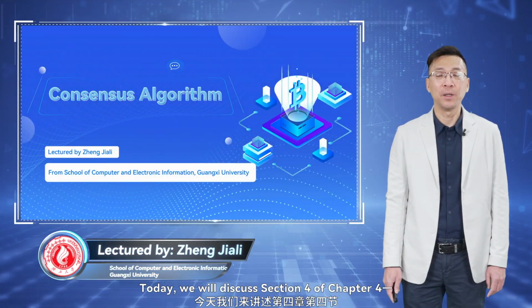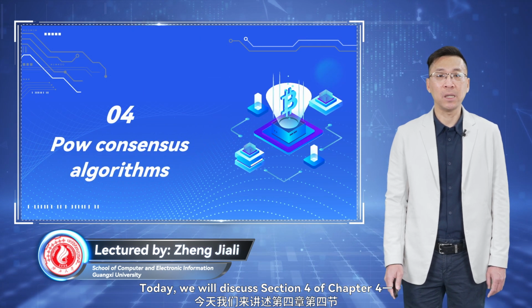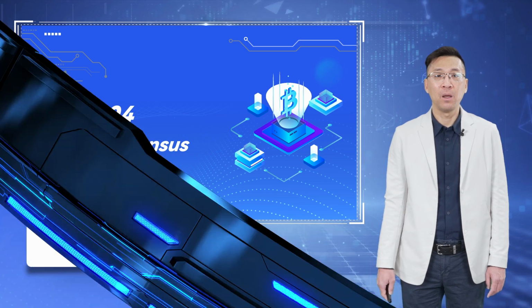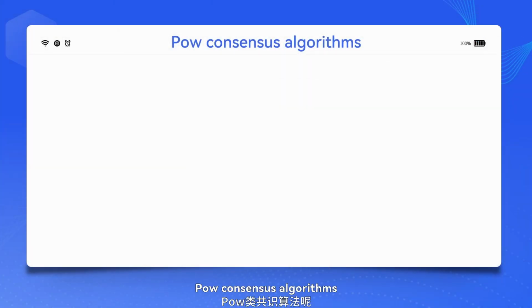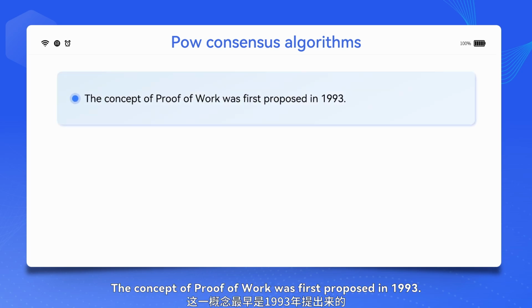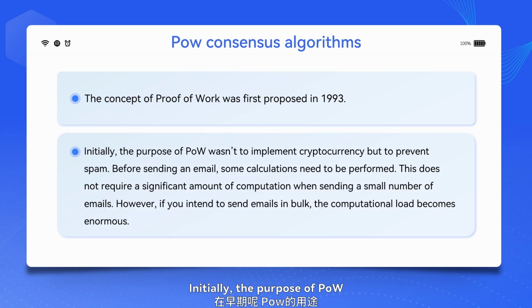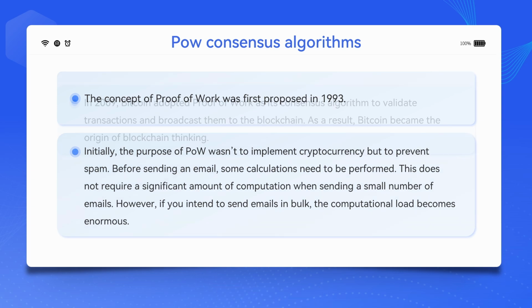Hello, everyone. Today, we will discuss Section 4 of Chapter 4, PoW consensus algorithms. PoW consensus algorithms are mainly based on proof of work, PoW. The concept of proof of work was first proposed in 1993. Initially, the purpose of PoW wasn't to implement cryptocurrency, but to prevent spam.